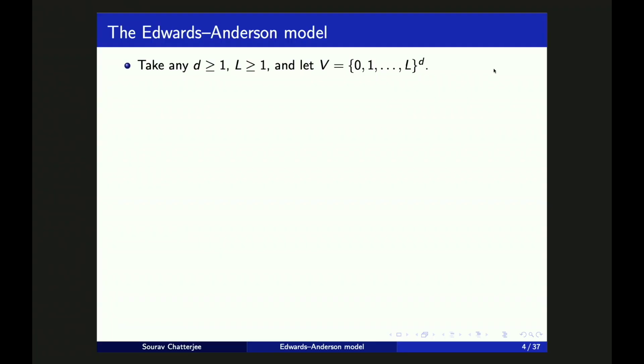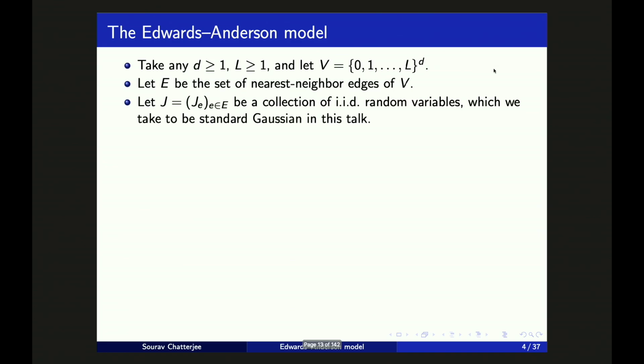Let's define the model. There is only one nice thing about this model, which is that it's very simple to define. Everything else is problematic. You take this box, {0,1,...,L}^d, and let E be the set of nearest neighbor edges. For each nearest neighbor edge, you have a random variable attached to it, so it's a collection of i.i.d. random variables, and in this talk, we'll just take them to be standard Gaussian random variables.